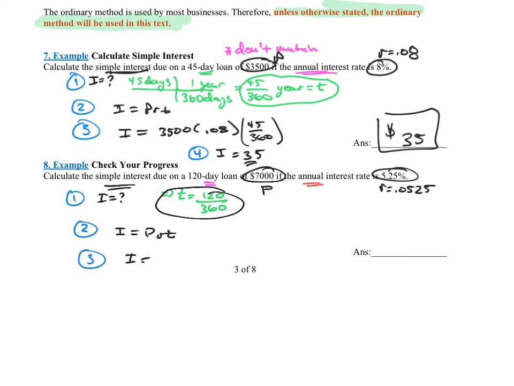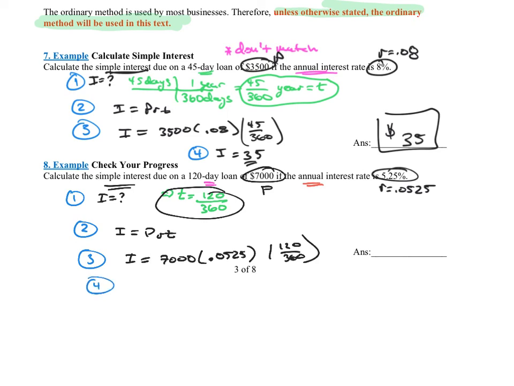Step three, let's plug it in. That's I equals P, which was the 7,000, the amount that we borrowed. R, which was your annual interest rate of 0.0525. T, in terms of years, is 120 over 360. Again, it is not 120. 120 would mean 120 years. So you have to do 120 over 360. Step four, just simply plug that into your calculator.